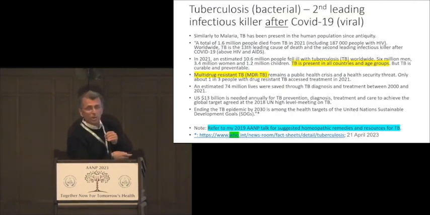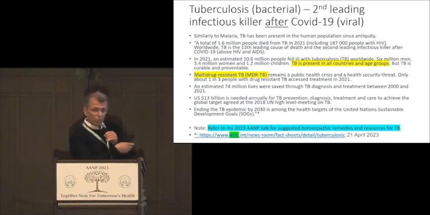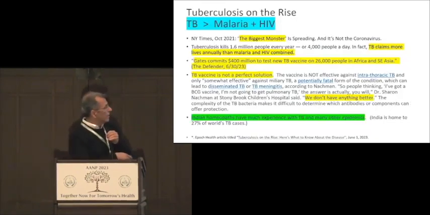Tuberculosis, which is one of the top pandemics, is the second leading infectious killer after COVID-19, and now we have multi-drug, multi-antibiotic resistant tuberculosis, which is not good news. So we have to have alternative treatments for TB, not just antibiotics. And in my 2019 talk, I have a whole section on how to manage TB homeopathically. You may want to refer to that.